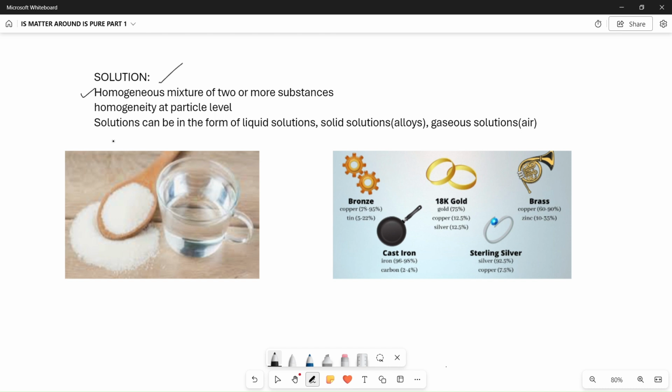A very simple example of a liquid solution is sugar syrup, right? Sugar or salt is added to water, and it gives you a clear solution. That is a liquid solution. What is a solid solution? Alloys. In daily life we see gold ornaments, which are a combination of metals, gold, copper and silver in different proportions. Alloy is a combination of metals, or metals and non-metals. The best example is cast iron, in which iron is a metal and carbon is a non-metal.